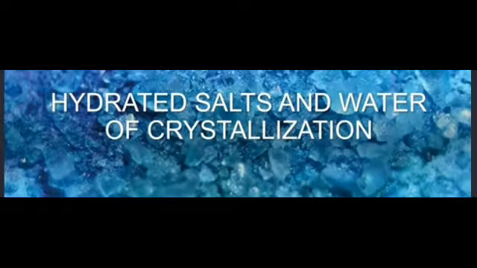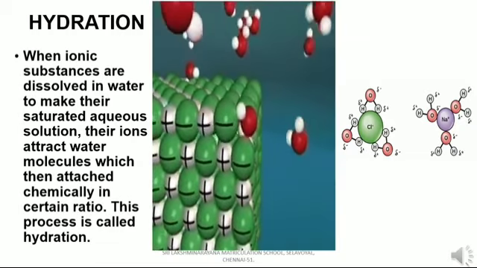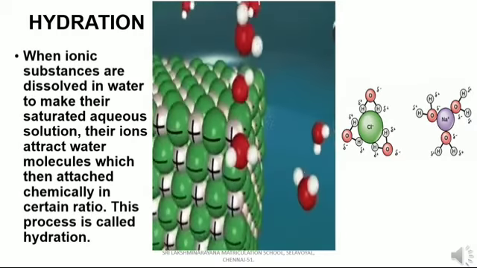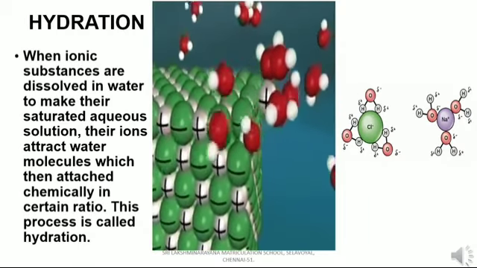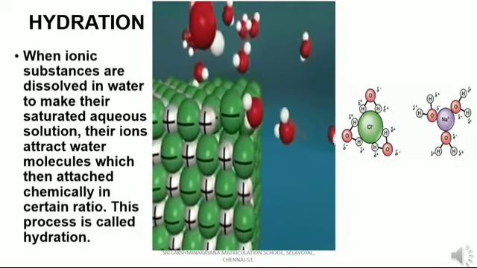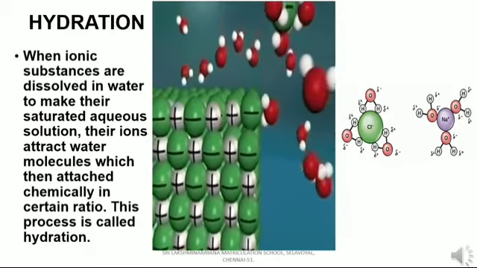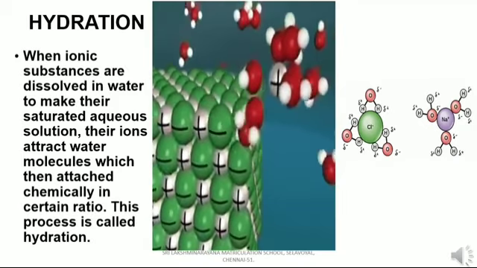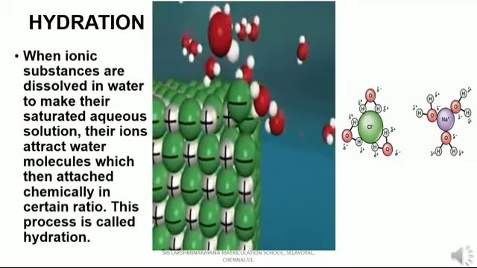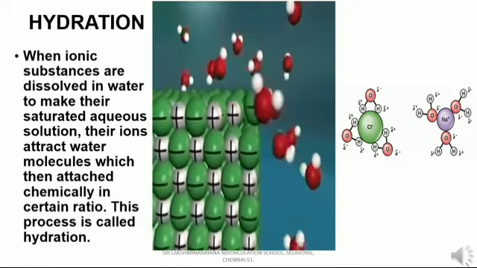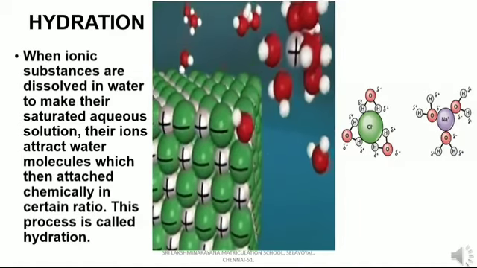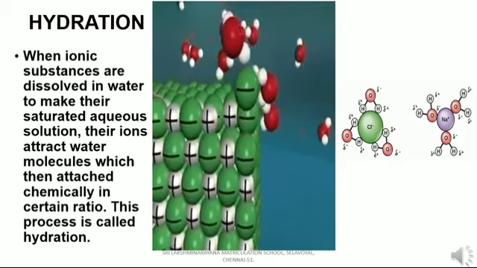The next topic is hydrated salts and water of crystallization. When ionic substances are dissolved in water to make their saturated aqueous solution, the ions attract water molecules which then attach chemically in a certain ratio. This process is called hydration. The number of water molecules found in the crystalline substance is called water of crystallization. Such salts are called hydrated salts.